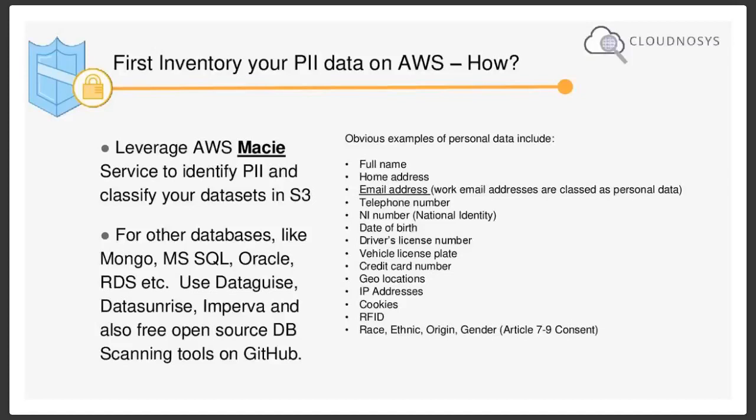All of those are private data that you need to keep track of and have encrypted, and so on and so forth. For the other databases that you have, you can use third-party products like Dataguise, Data Sunrise, and Imperva is also a very good solution. There are some open source tools on GitHub as well that will scan your database.